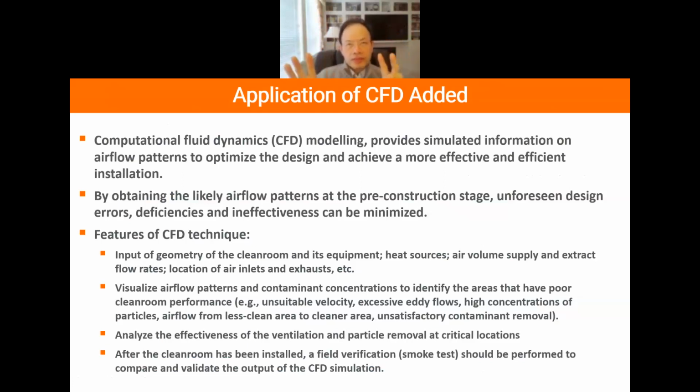So if you see in the CFD simulation the other direction, then you need to find a way to make a correction. And also, if you have any unsatisfactory contaminant removal, where you have particles generated but they are still dancing around inside the room and do not exit smoothly through the exhaust or return, then you need to find a way, for example adding more return points or return columns, to make sure that the particles generated inside can be removed from the room in a timely, smooth manner.